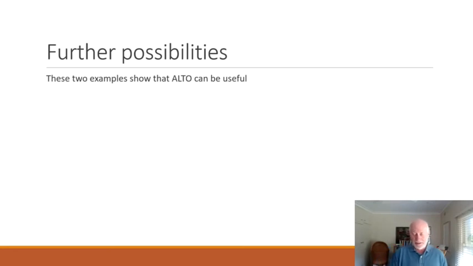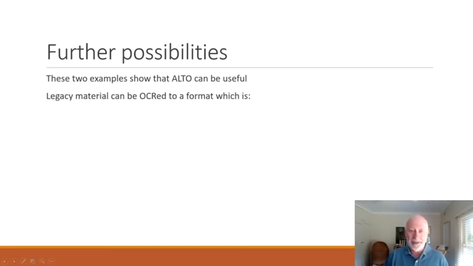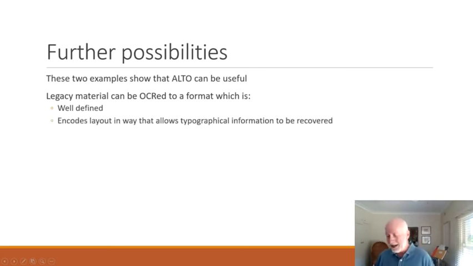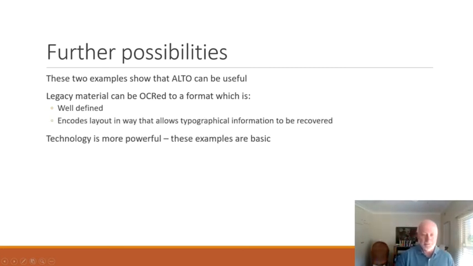So these are examples that show that ALTO is very useful in enriching the kind of information you can get from OCR. You're getting a well-defined format, it's encoding the layout, the information can be recovered. In fact, the technology is quite a lot more powerful. These are really simple examples of what can be done with it.